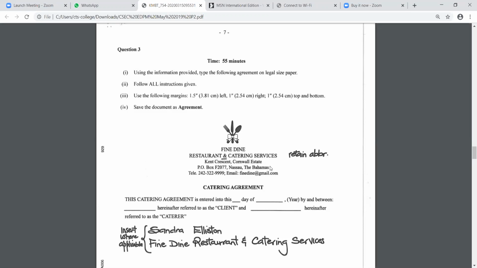Is everybody there? You start off by typing in capital letters, this catering agreement is entered into, and there's a line. How do I get that line? What's the easiest way to get that line? Yeah, you can use underscore.